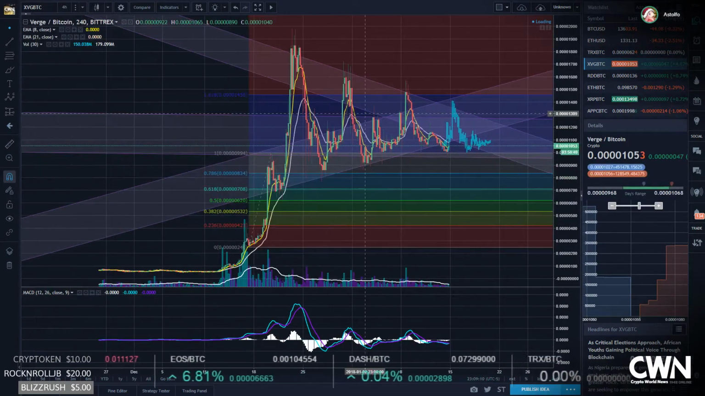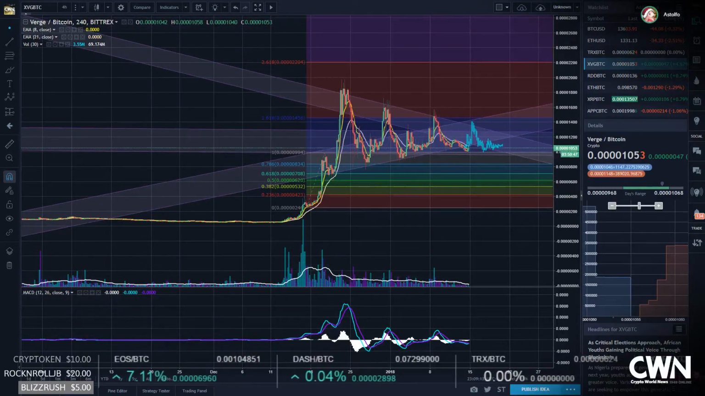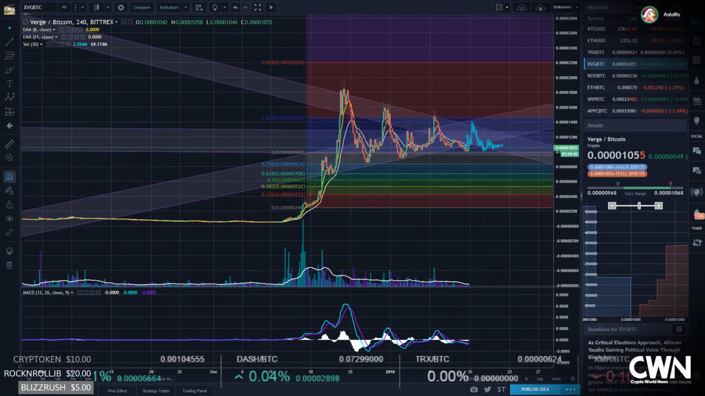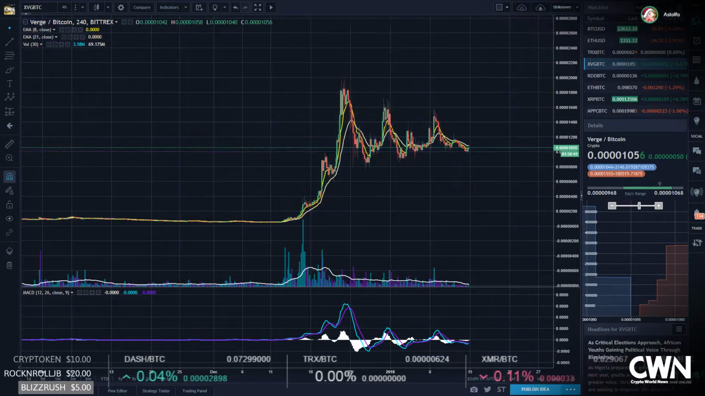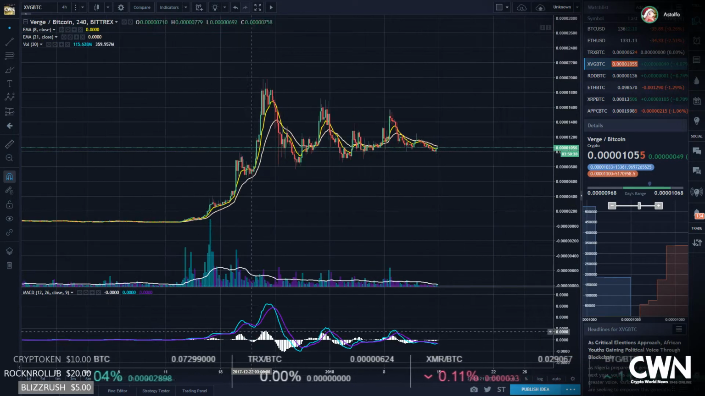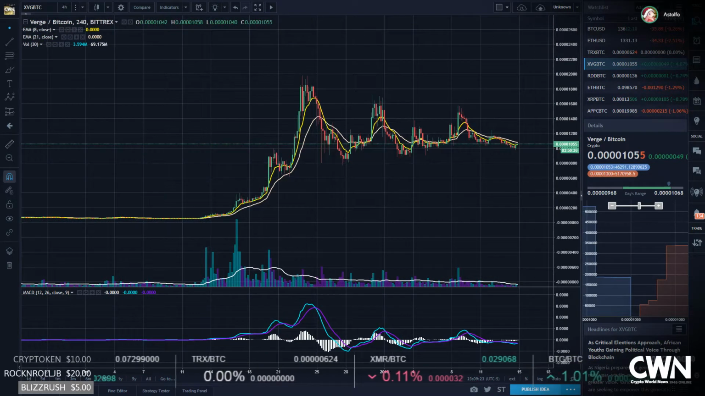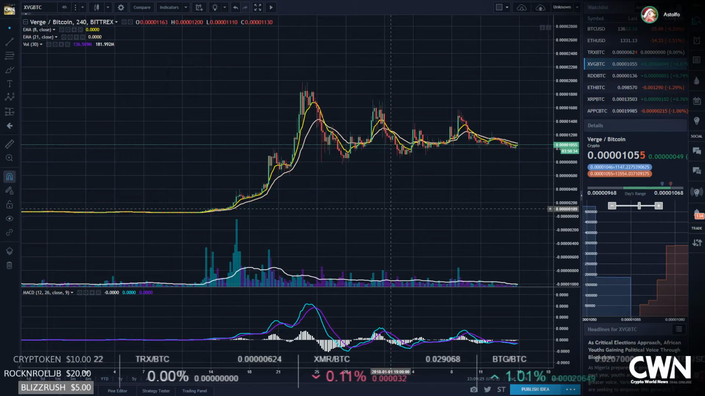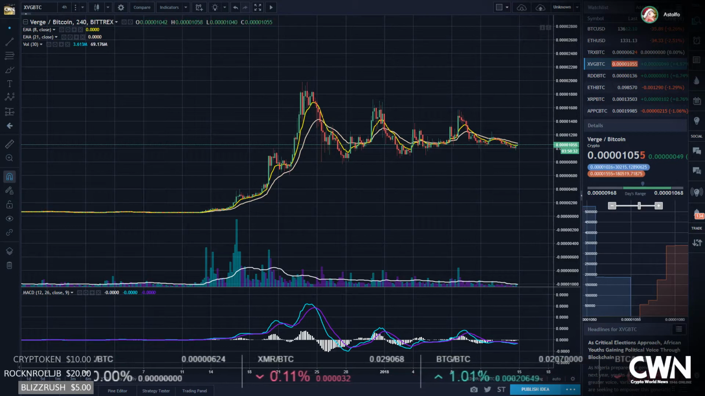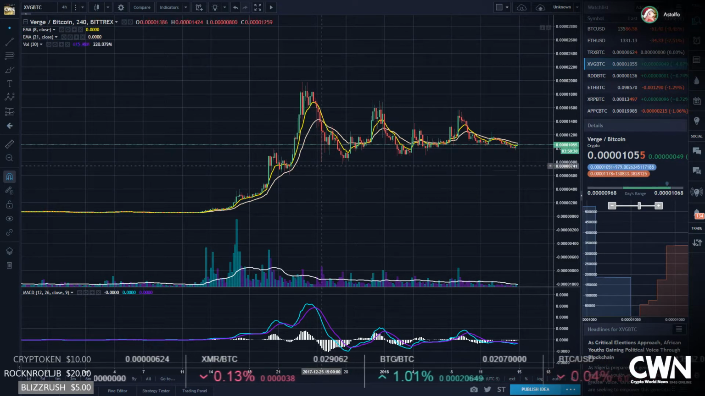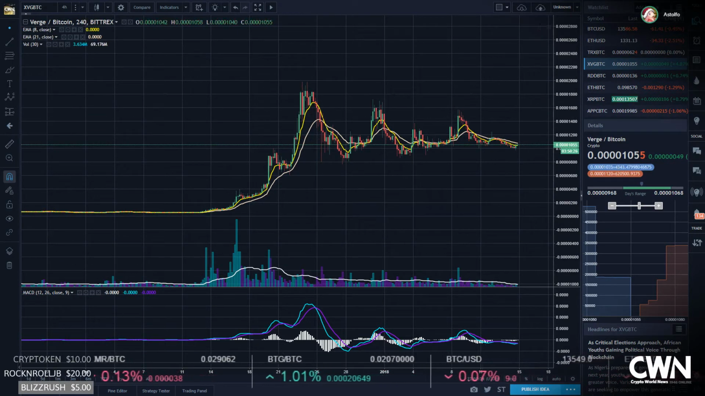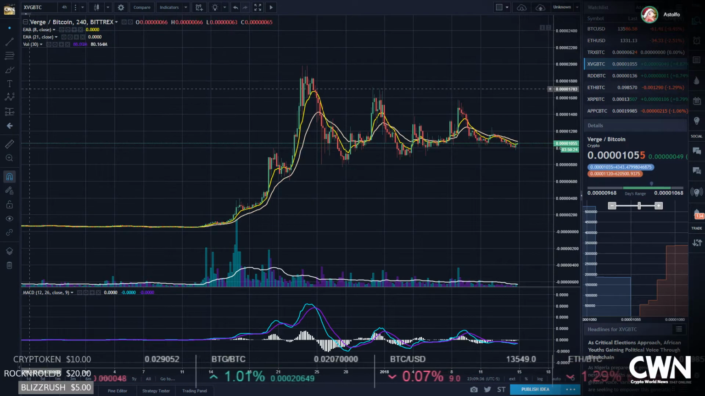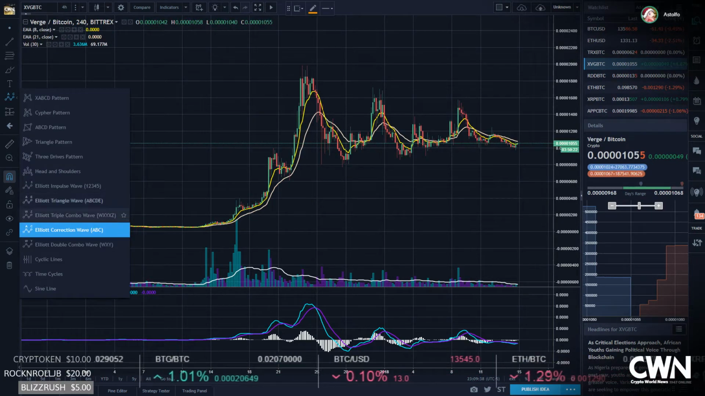All right, next we're going to look at Verge. I'm going to go ahead and remove drawing tools if that's okay. Verge looks a lot like a lot of other charts in the market right now that I've seen. Very corrective looking. We got impulsive over here and then corrective here. But let's go ahead and detail this down.